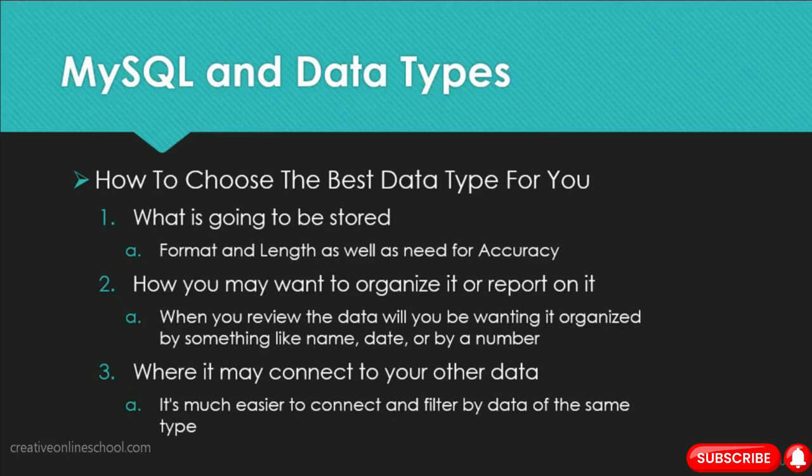Next, think about how you may want to organize or report on the data. If you're storing a name and a date, and you sometimes want it ordered alphabetically and sometimes you want it ordered by date, then you're going to need two separate data type containers. But if you know you will always need it in an alphabetical list with both name and date present, then it may be okay to store them together in a single string. Be careful though, as it may be too late if you decide later on you need them separate.